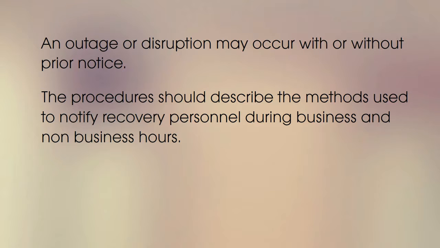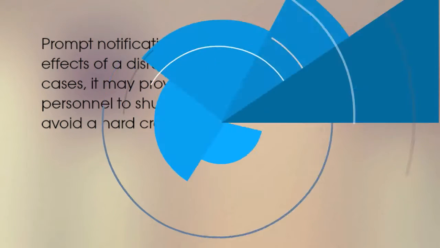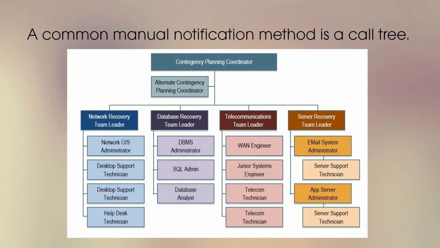The procedures should describe the methods used to notify recovery personnel during business and non-business hours. Prompt notification is important for reducing the effects of a disruption on the system. In some cases, it may provide enough time to allow system personnel to shut down the system gracefully to avoid a hard crash. A common manual notification method is a call tree, as shown.